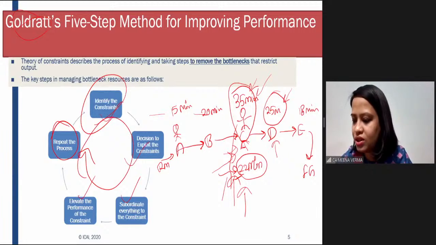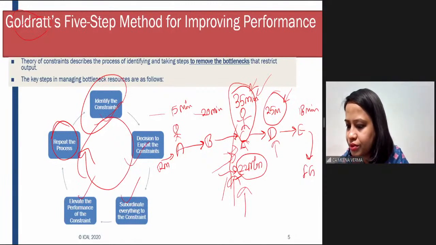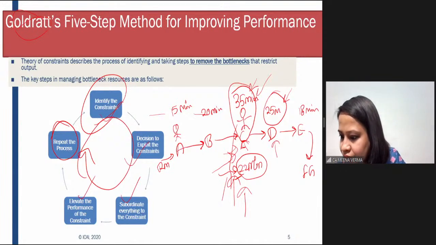Now tell me whether it is clear. Please tell me if it is clear or not. Yes or no? Say yes or no. Is it clear? Okay, there is a doubt from Ambika.